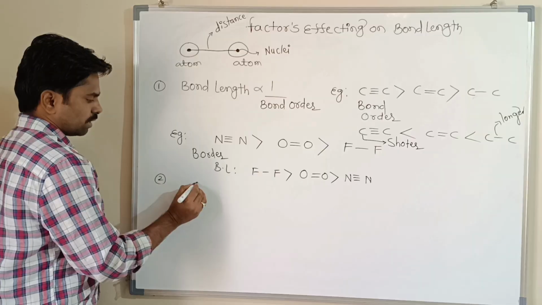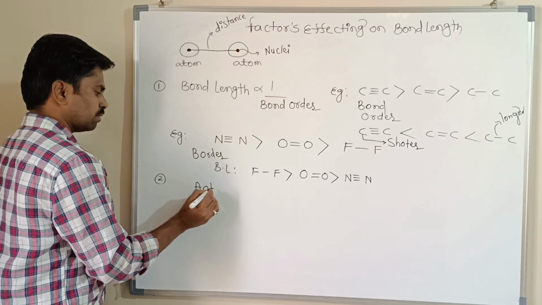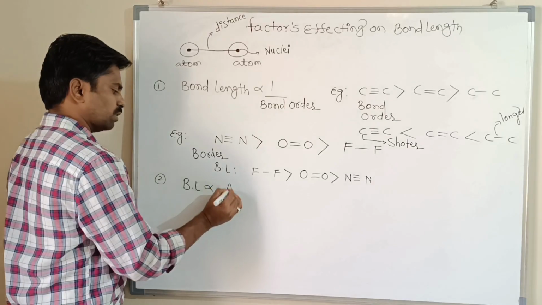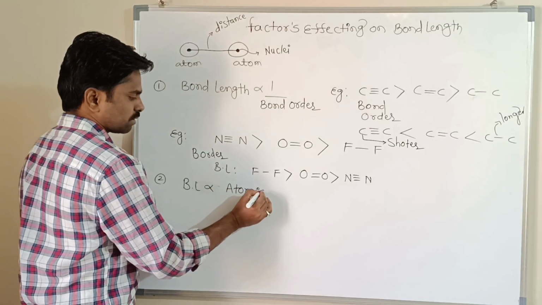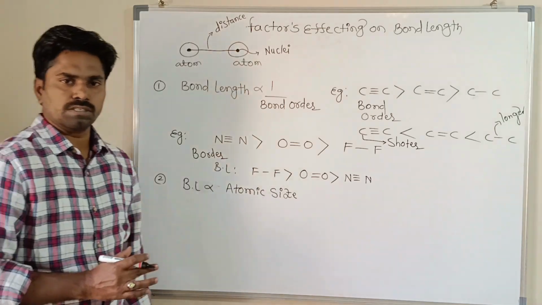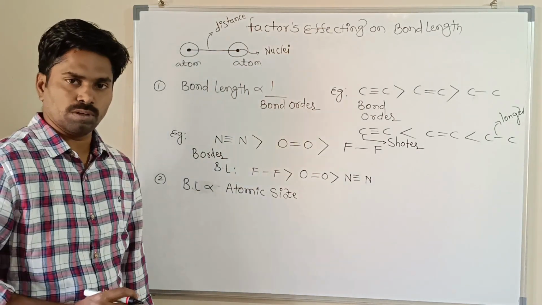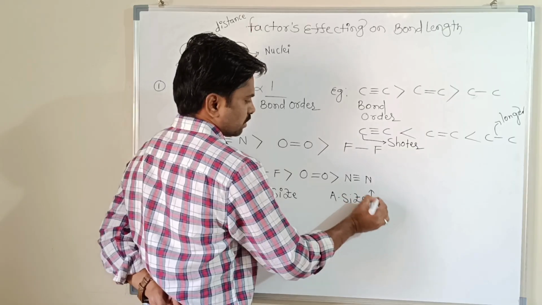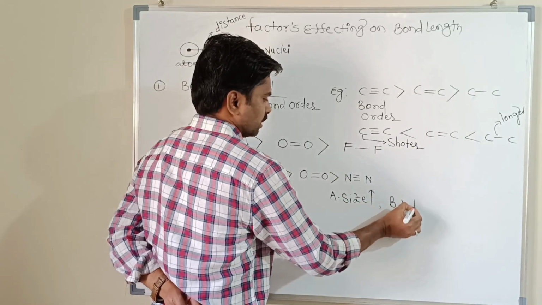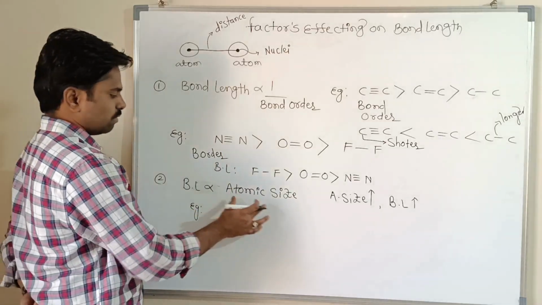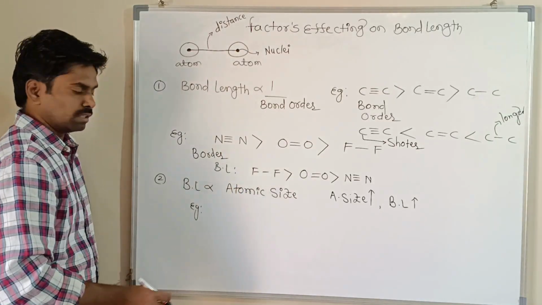Next one, come to the second one. That is atomic size. So I write, bond length is directly proportional to atomic size. If atomic size increases, then automatically bond length will increase. I give you an example for that, to show how this factor affects the bond length.